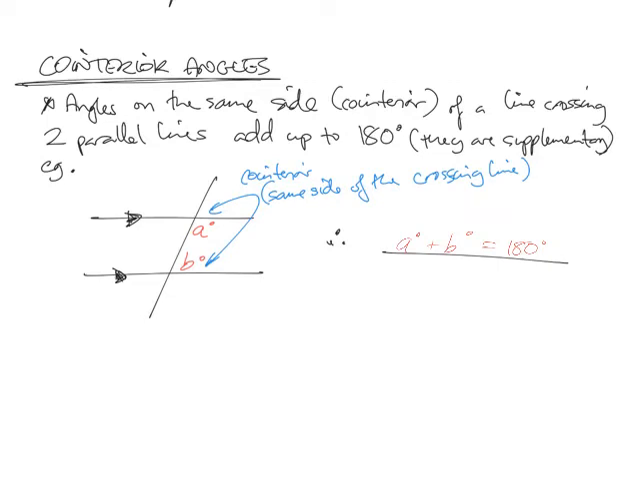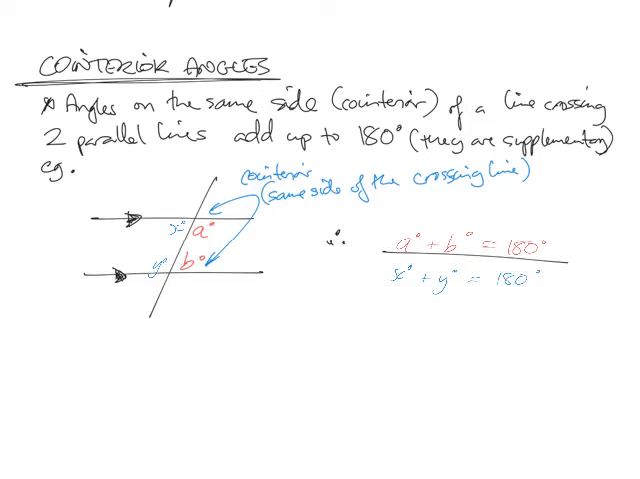Again, there's another aside to that. These angles are also cointerior. They're on the same side of the crossing line, and so X plus Y are going to equal 180 degrees.